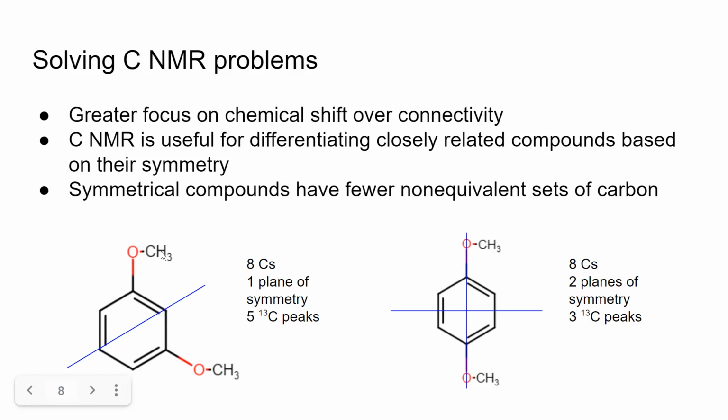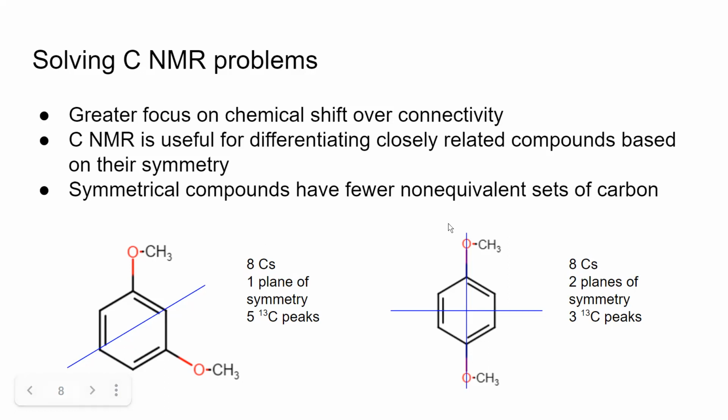And then this CH3 that's connected to this oxygen is the same distance from the plane of symmetry as this CH3, so these are equivalent. So we have 1, 2, 3, 4, 5 carbons on each side of this plane of symmetry. So we have 5 carbon-13 peaks on our plot.